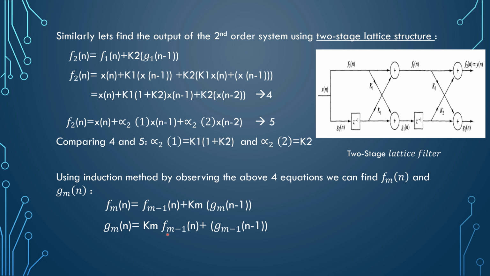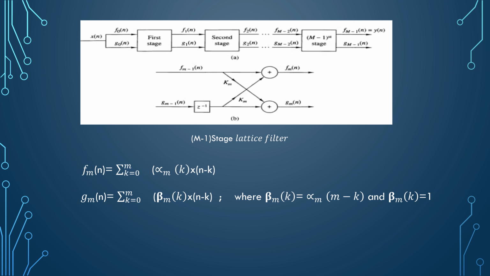And g_m(n) is given by k_m f_{m-1}(n) + g_{m-1}(n-1). This is the structure of the mth order lattice filter. Here capital M is the length of the filter. For an M length filter, it consists of M-1 stages, where M-1 is the order of the filter. Here K1, K2, K3 and so on, up to Km, are the reflection coefficients of the mth order filter.